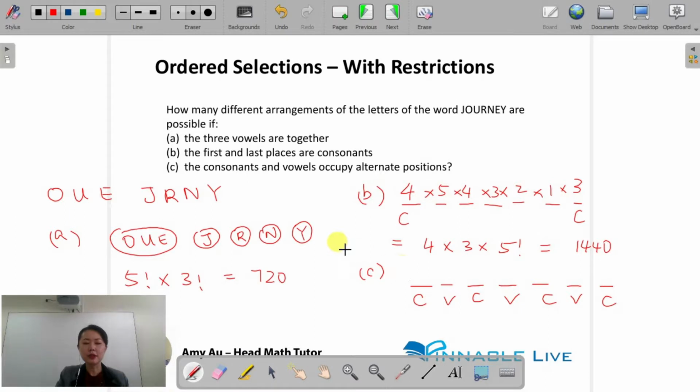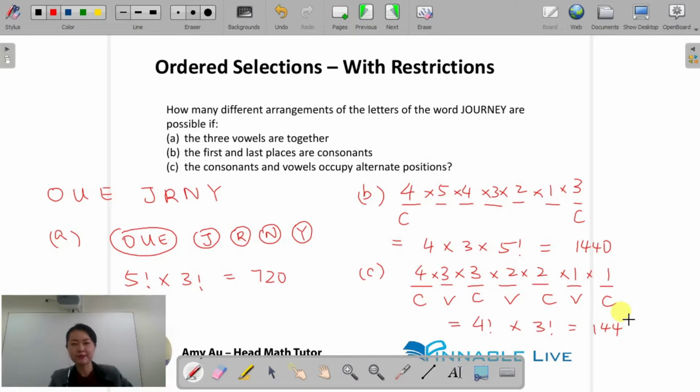So starting with the consonants, there are 4 consonants. So 4, 3, 2, 1. And then the vowels, 3 of them. 3, 2, 1. Multiply. So that's 4 factorial times 3 factorial, giving you 144 words. Alright, so that's it. So you can see it's building on the basic logic. Is always just asking yourself, how many ways can I fill out that particular spot?